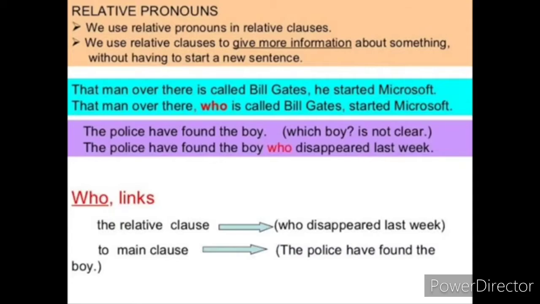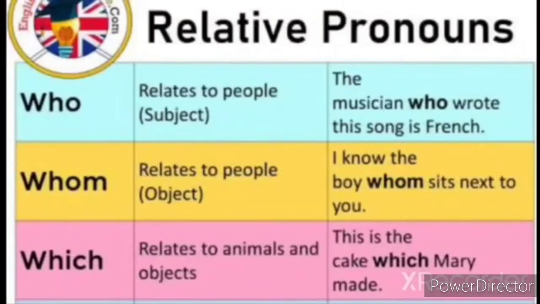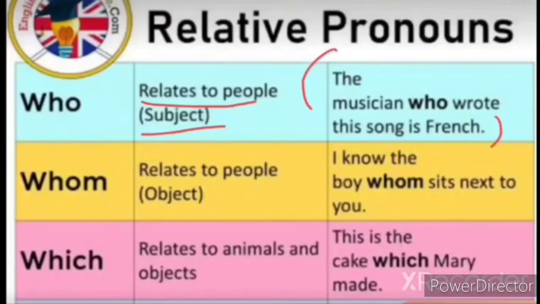Now, are you clear about this, children? What is meant by relative pronoun? Yes. Children, here you have some of the relative pronouns with examples. Look at the picture here, children. I'll explain one by one. With the relative pronoun who, it relates to people, as I told you before. Look at the example sentence here. The musician who wrote this song is French.